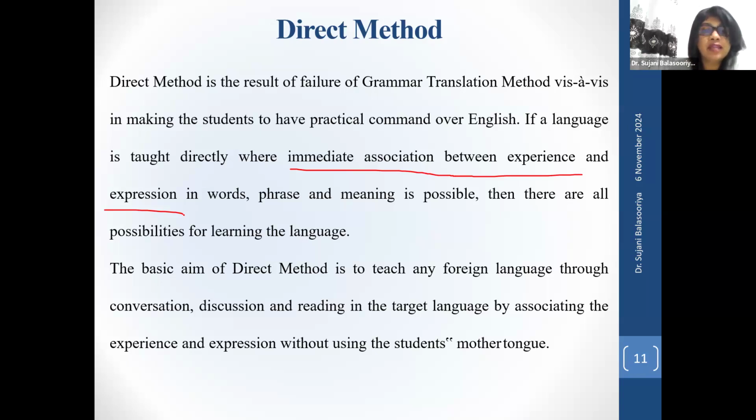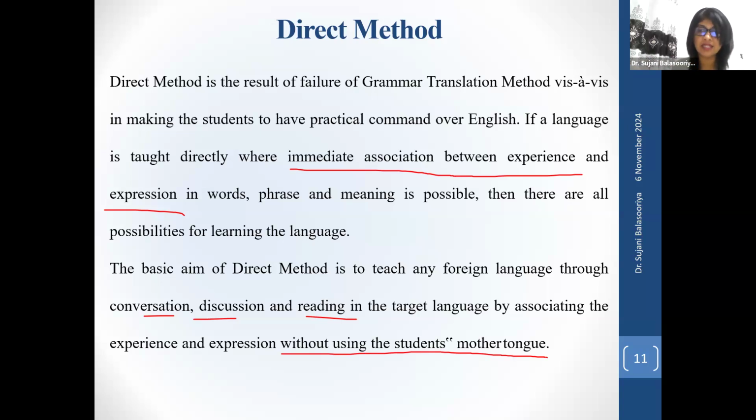The basic aim of the direct method is to teach any foreign language, including the English language here, through conversation, discussion, and reading in the target language by associating the experience and expression without using the student's mother tongue. So the mother tongue of the learners does not come in between the teacher and the learner here, right? It does not interfere with the teaching-learning process. Unlike the GTM, where the teacher has to use the mother tongue to do the explanations, here the mother tongue is not there in the scene.